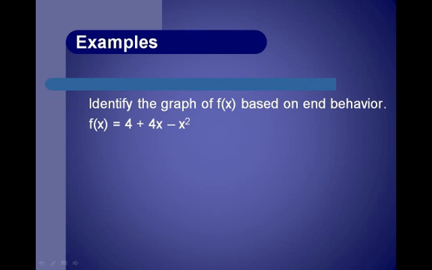Let's do some of these examples. Identify the graph of f of x based on end behavior. Well, again, the highest power is 2, so the degree is 2, which is even, which means both ends are going to go up or both ends are going to go down. Because this is a negative x squared term, we know that the leading coefficient is negative 1. Therefore, both ends of our graph are going to aim downward.